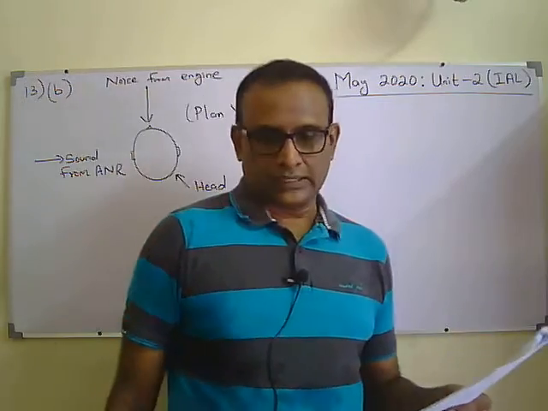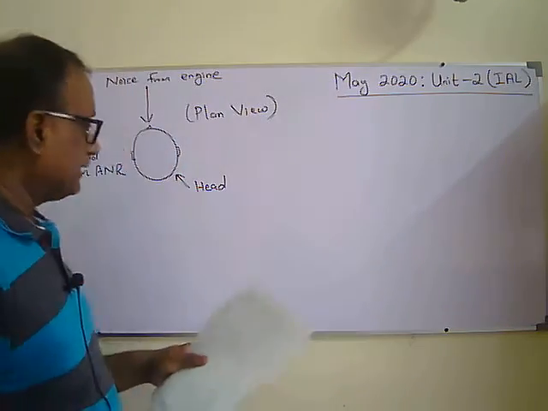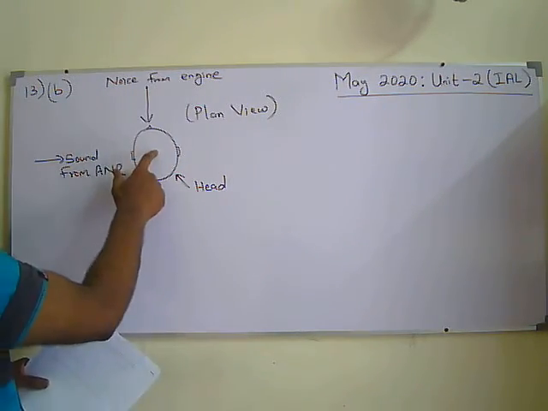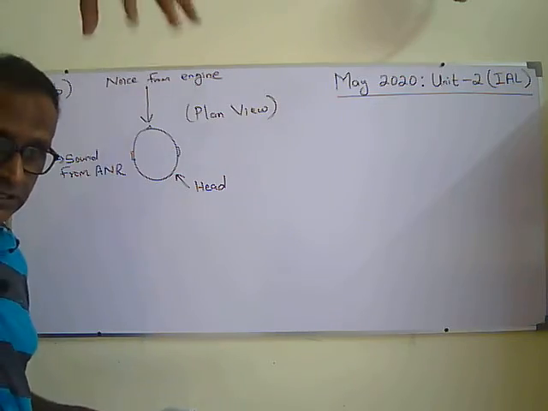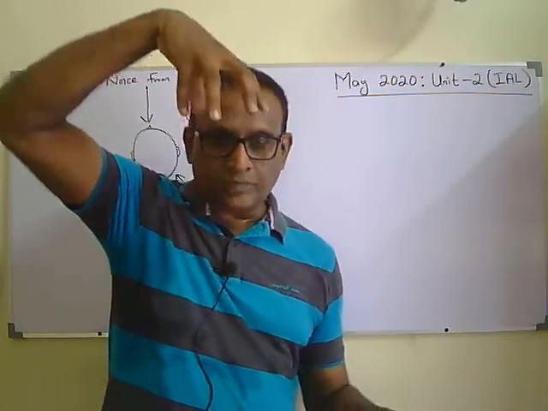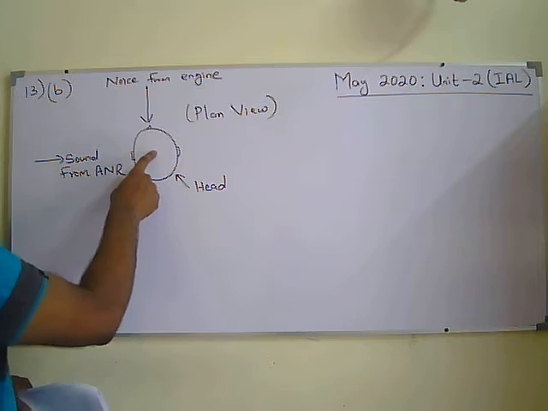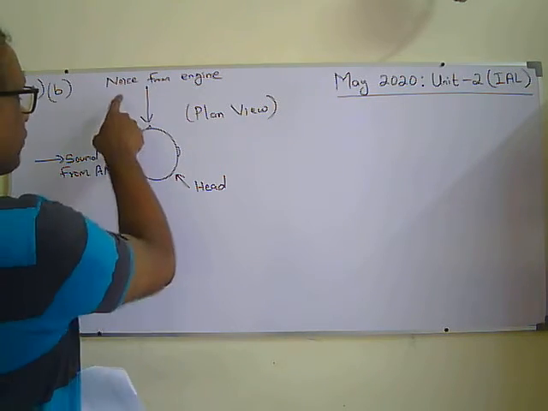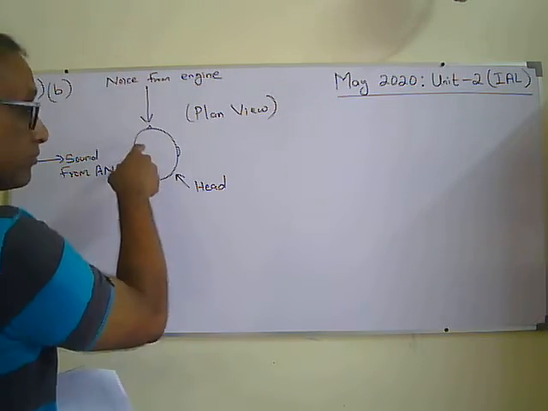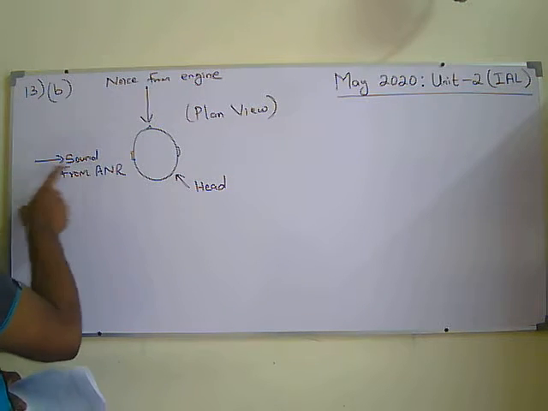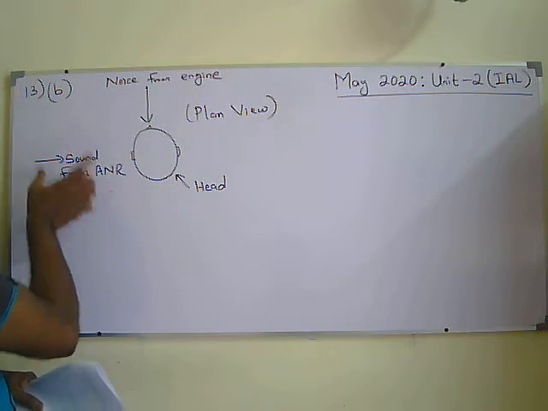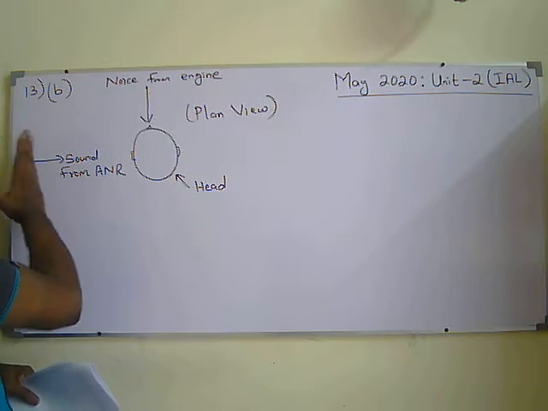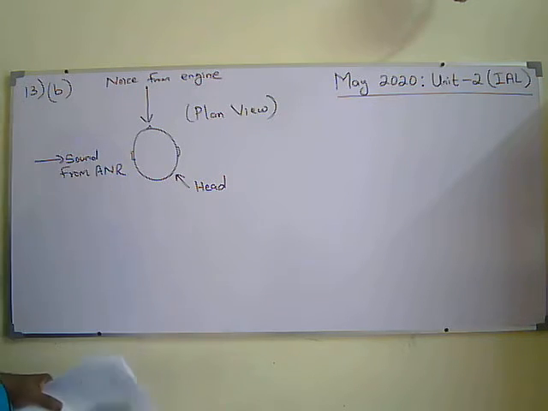Okay, so for part B of question number 13, this diagram is given. This is a passenger, and it's a top view. If you see from the top, he's receiving two different sounds. One is from the engine, coming from the front side, and the other is the ANR sound. To cancel the engine sound, it's sent from the left side of the passenger.